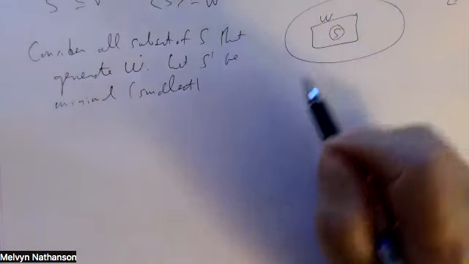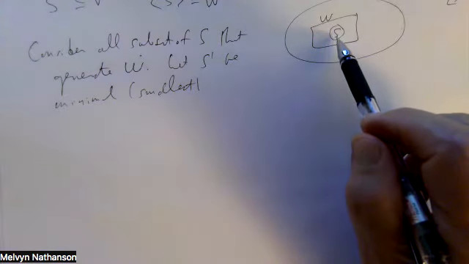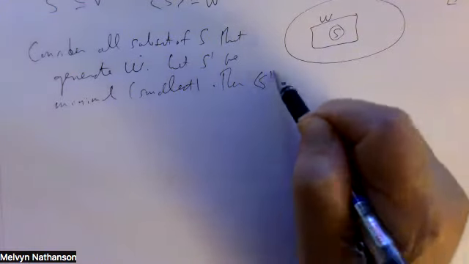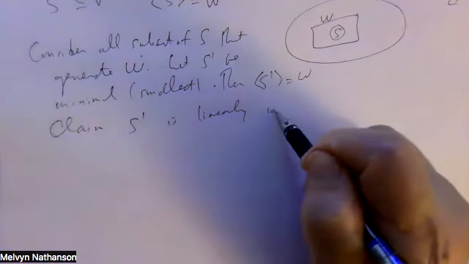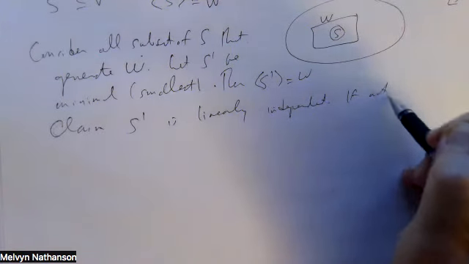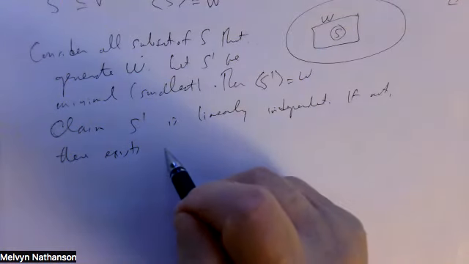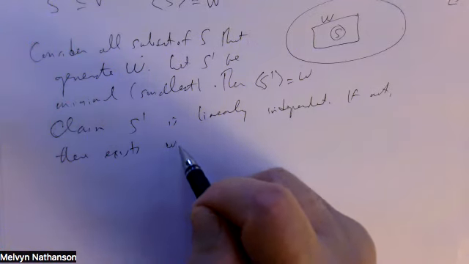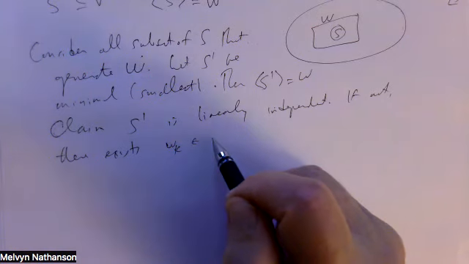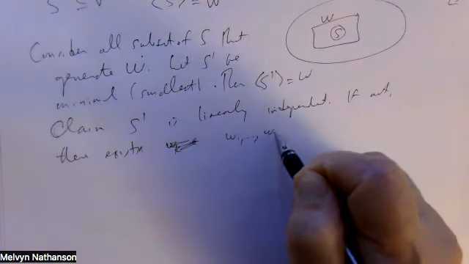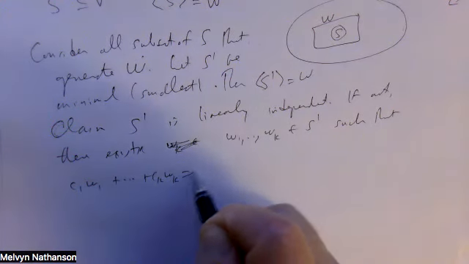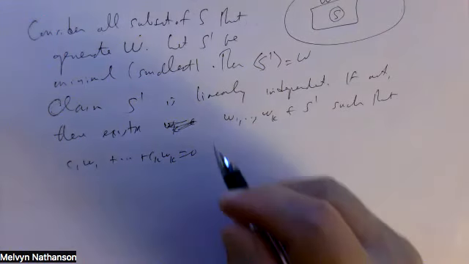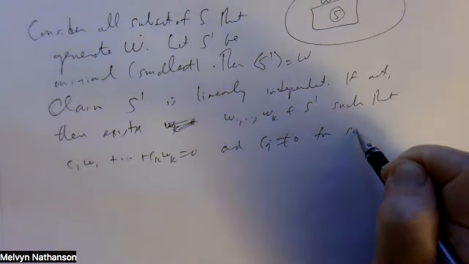So sitting in S, there's a subset S prime which is the smallest subset of S that generates W. I claim S prime is linearly independent. If not, then there exist vectors W1 up to W sub K in S prime such that C1 W1 plus ... plus CK WK is zero. That is, there's some linear combination of these vectors that's equal to zero, and CJ is not zero for some J.